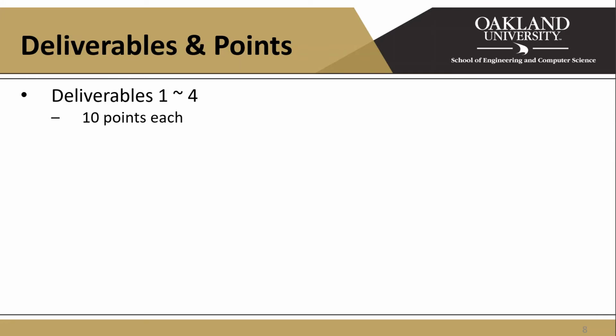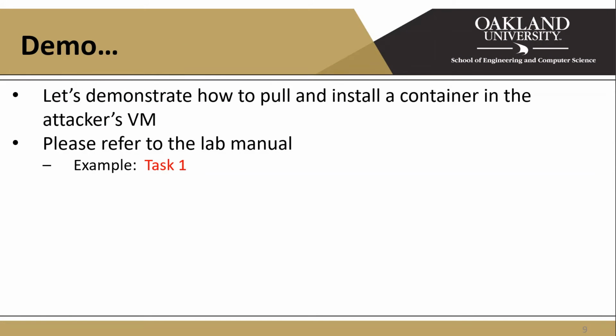In this lab, we will have 4 deliverables, each worth 10 points. And now we are going to go through a demonstration of how to pull and install a container in the attacker's VM. This is task 1 in your lab manual.